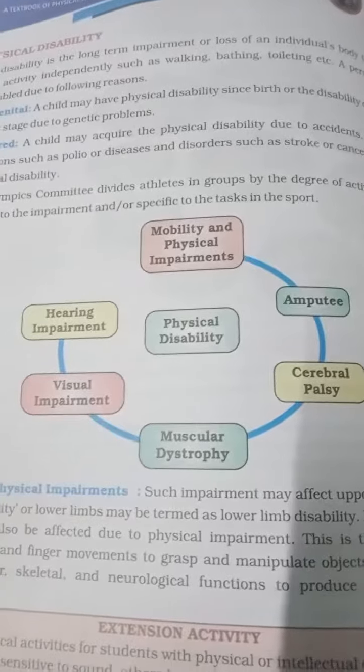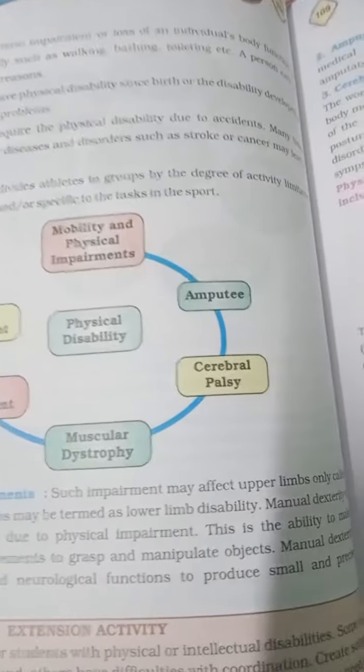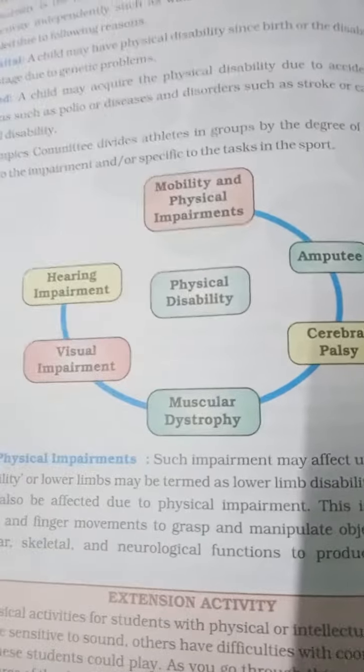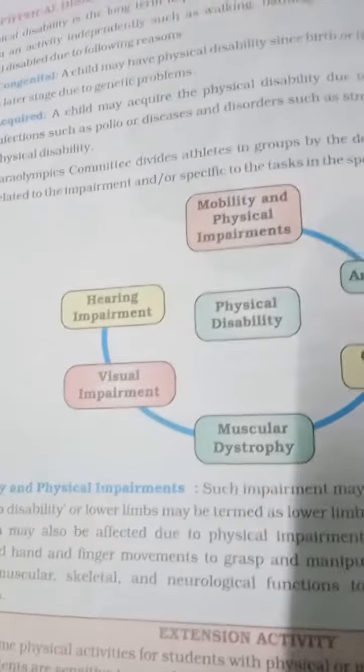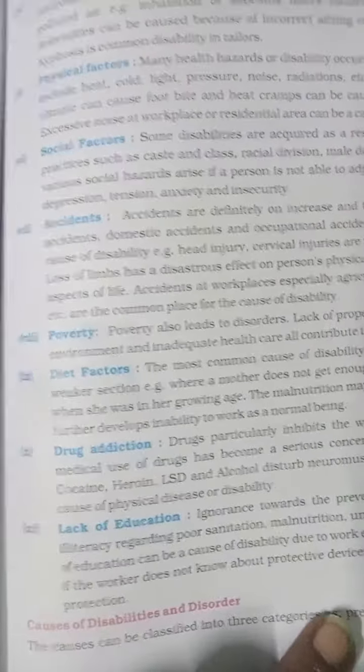When physical disability happens, mobility and physical impairment happens: amputee, cerebral palsy, muscular dystrophy, then visual impairment, hearing impairment. All these things come under it. So you need to study that clearly. Okay. So the causes of disability are heredity, physical ailment, mental factors, occupational, environmental and physical factors, social factors, accidents, poverty, diet, drug addiction, lack of education. Okay. So these are the things.